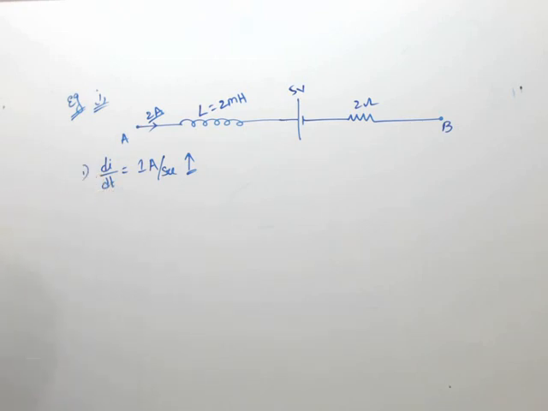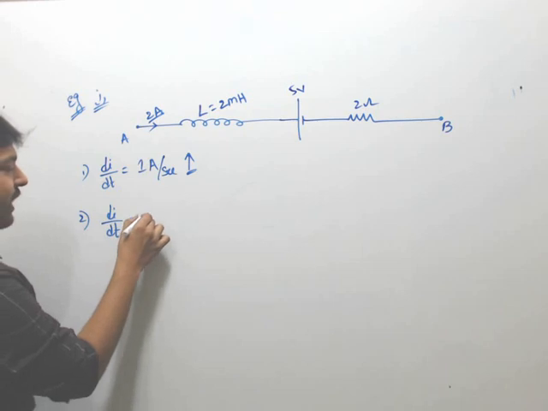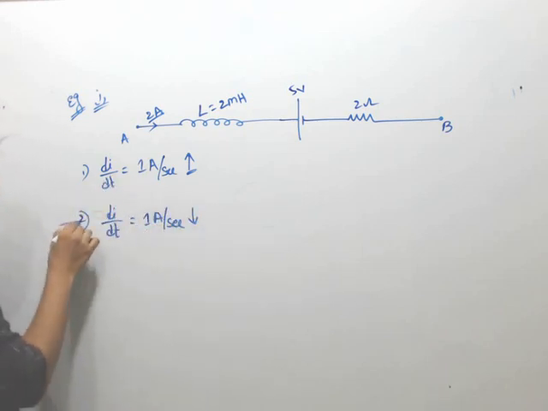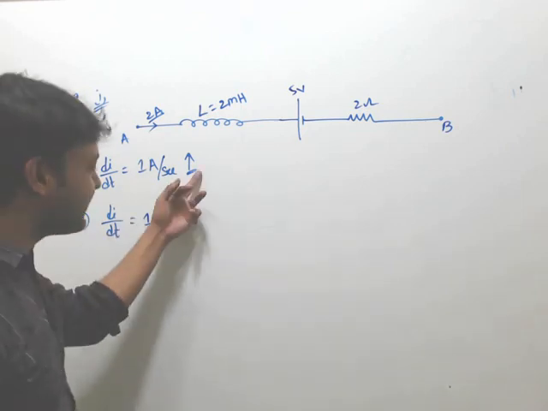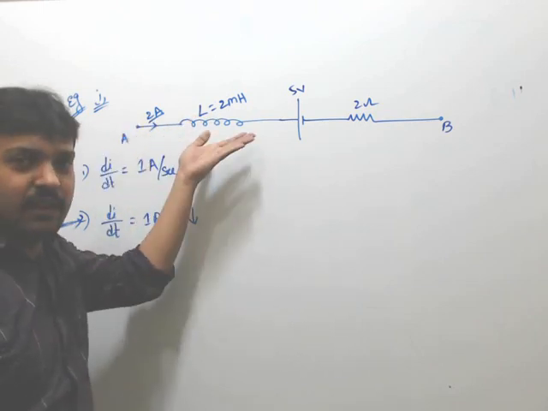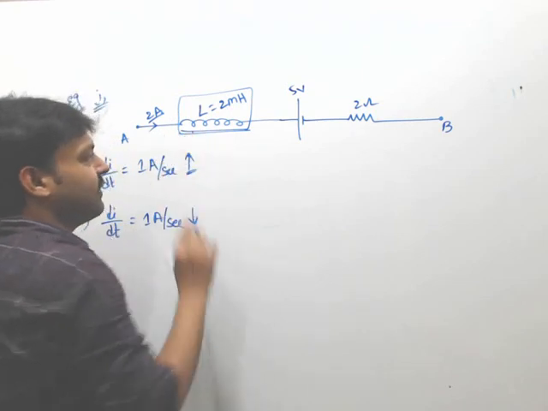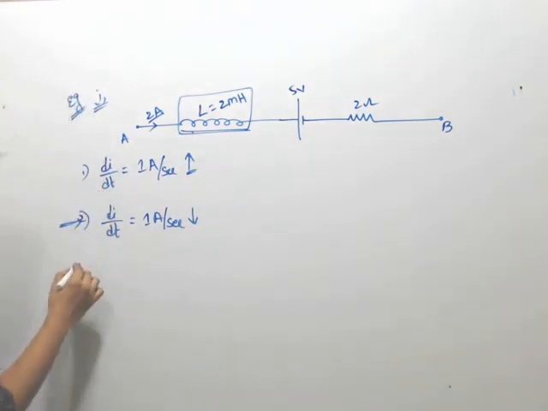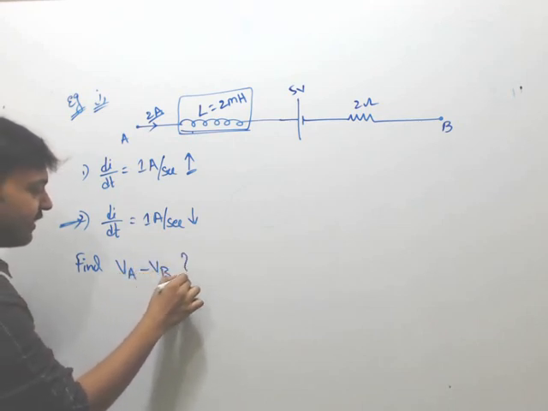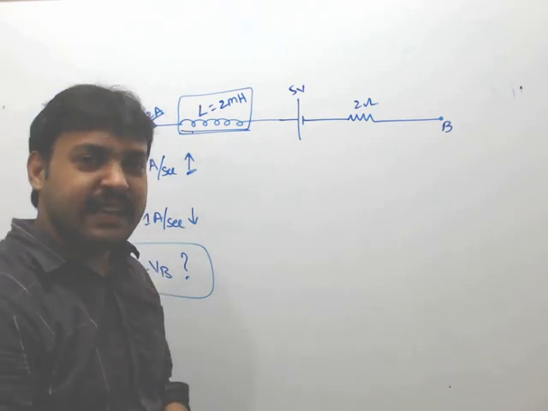This I will do, right? Next, di by dt 1 ampere per second, decreasing. This you have to do, right? This I will do, increasing. So now di by dt is increasing, in the sense current is increasing. If current increases, how can we replace this inductor? First point. So what is the question? In the two cases, find the potential difference between A and B.